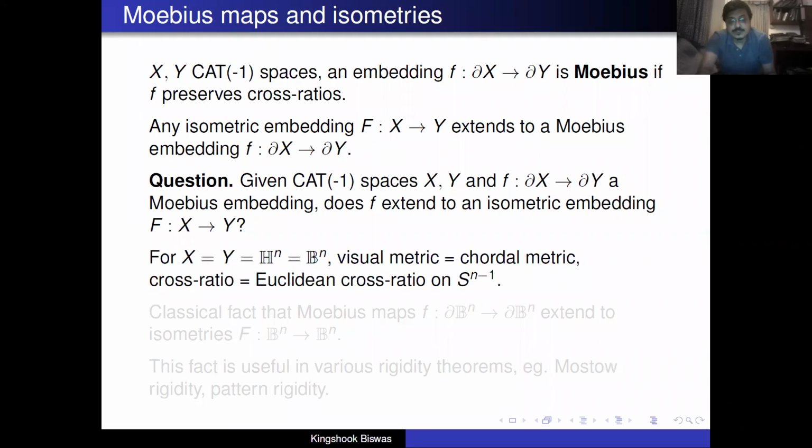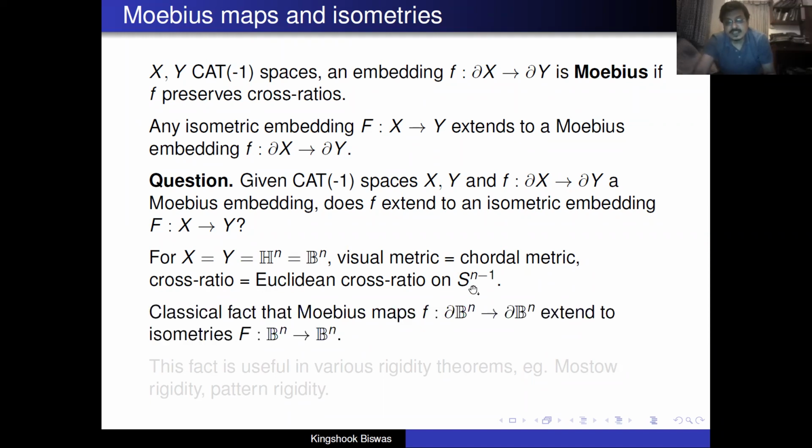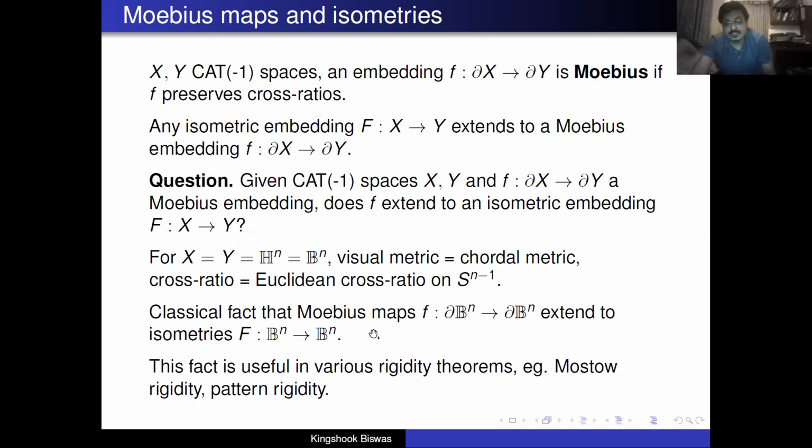So for example, if you take X and Y both to be real hyperbolic space and you take the ball model, then as we've seen, the visual metric is just half times the chordal metric. And so the cross ratio is just going to be the Euclidean cross ratio on S^{n-1}. And then it's a classical fact that Moebius maps from the boundary of the unit ball to the boundary of the unit ball extend to isometries from B^n to B^n. So in this example, this is a well-known classical fact that Moebius maps extend to isometries. And this fact is useful in various rigidity theorems, for example, Mostow rigidity and pattern rigidity.